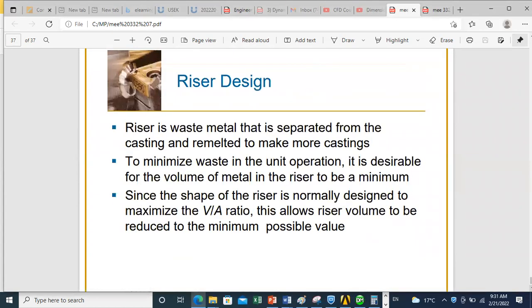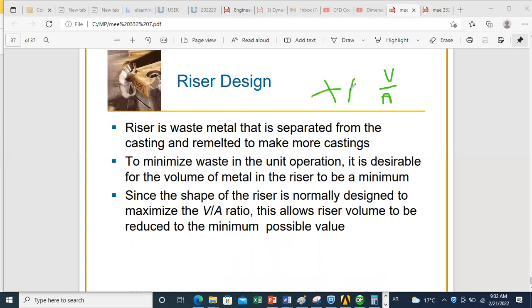Now, as we said, whenever we want to design the riser, it is waste metal that is separated from the casting and remelted to make more castings. To minimize waste in the unit operation, it is desired for the volume of metal in the riser to be a minimum. Since the shape of the riser is normally designed to maximize the V/A ratio, this allows the riser volume to be reduced to the minimum possible value. What we are saying here is that first, we should design the riser in a way to have a large value of V/A compared to your metal in the cavity.